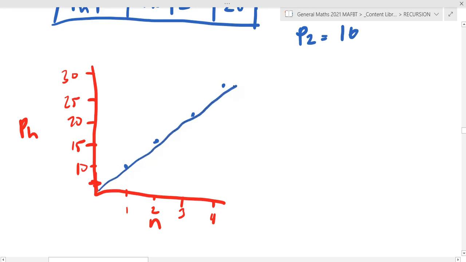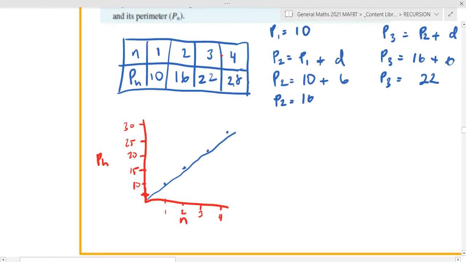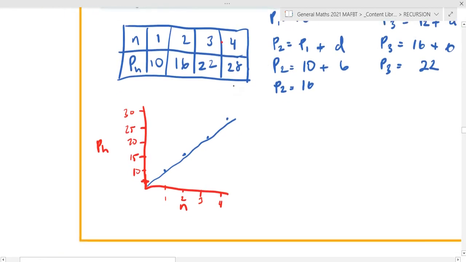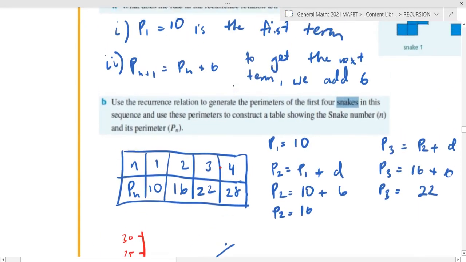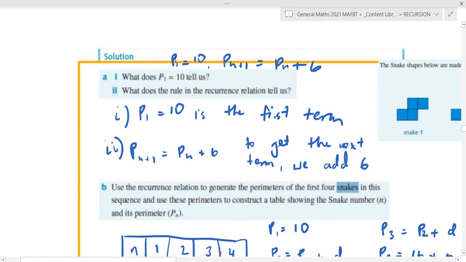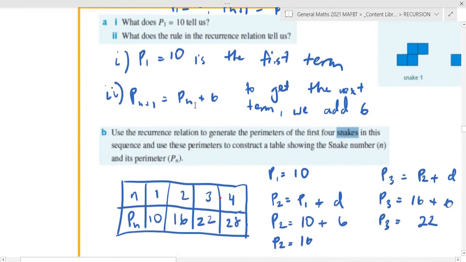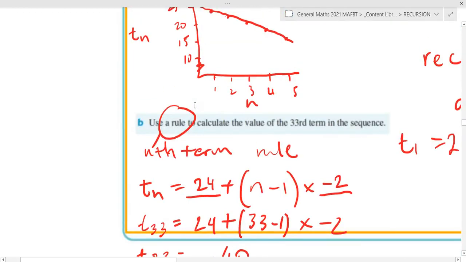Join the dots like that. And there's my graph. Okay. Makes sense, guys? It's really easy. So just keep in mind that the recurrence relation is used to generate your terms, whereas the nth term rule is used to find any term.